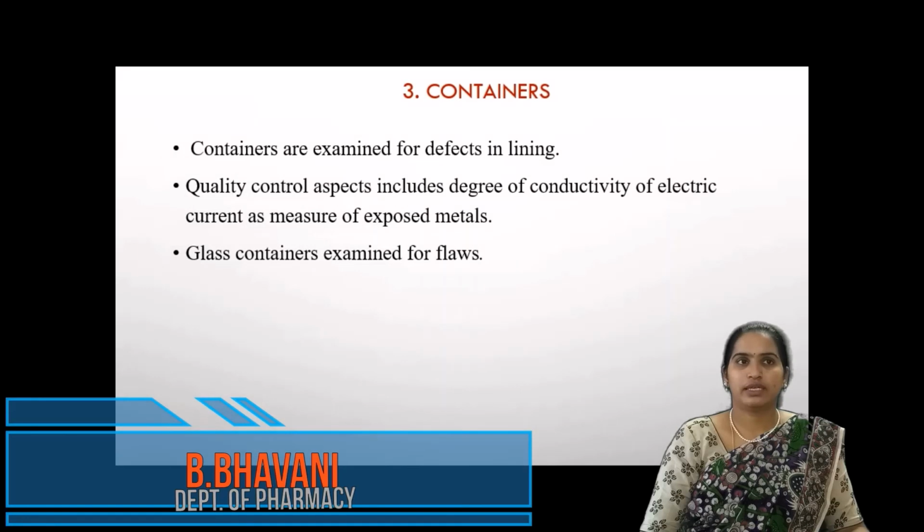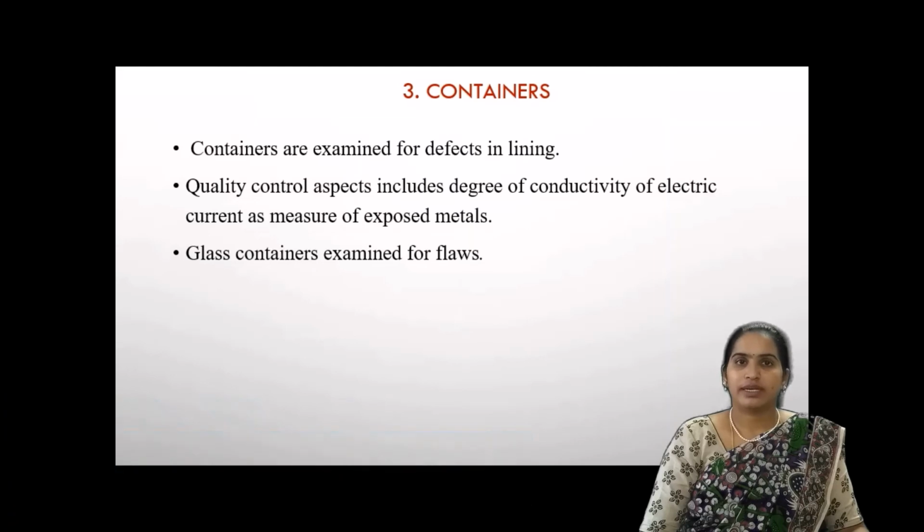Then testing of containers. So containers are examined for defects in lining, as lining is very important to protect the product concentrate from interactions with the containers. So linings are examined if there are any defects. And quality control aspects include degree of conductivity of electric currents as a measure of exposed metals, and glass containers are examined for flaws or cracks.